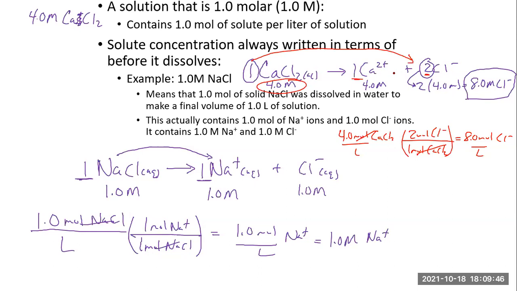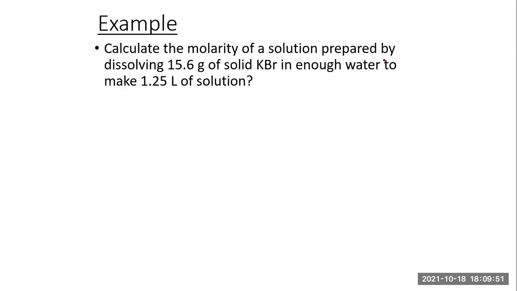Okay, why don't you give one try here, see what we got going on. Calculate the molarity of a solution that's prepared by dissolving 15.6 grams of KBr in enough water to make 1.25 liters of solution. In case you don't have a periodic table near you, potassium is 39.10 and bromine is 79.90 grams per mole. All right, take a moment or two and see what you come up with.